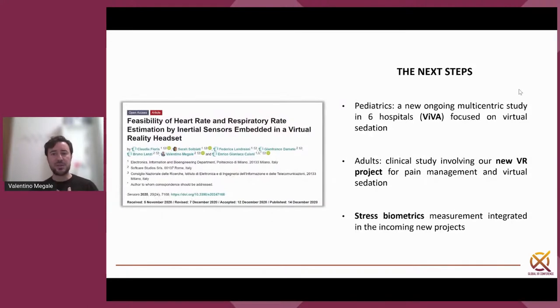So for us, at the moment, the next steps are three. We are already starting a new multicentric study focused on pediatrics and pain management, in virtual sedation during vascular access, a study called VIVA, and we expect the first data by the end of this year or the beginning of the next. We're going to start a new study on adult patients with new projects that we are developing, always focused on pain management and virtual sedation. And we want to integrate our stress biometrics measurement methods in our future solutions and products, something that we already published in collaboration with Politecnico di Milano.